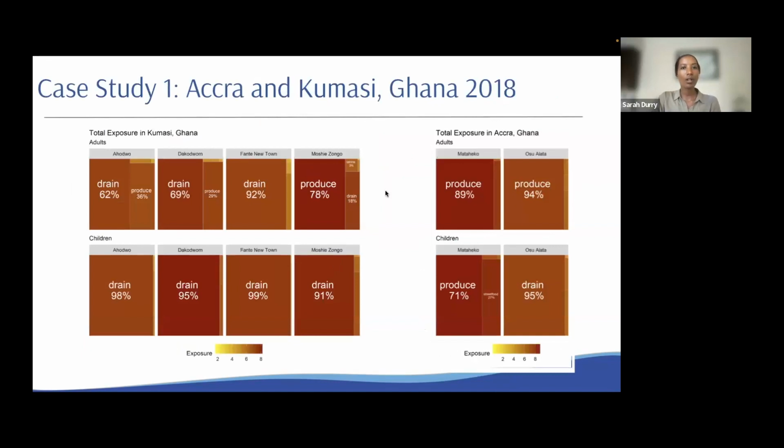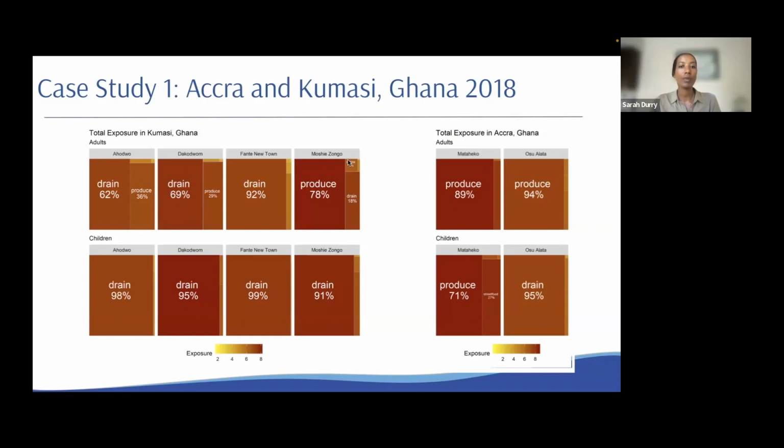All right, so for our first case study and for the rest of them as well, I'll use the tree plots to go through some of the results. For this first case study, I'll take us to Ghana. The SaniPath deployment here was conducted in both Kumasi and Accra. So you can see Kumasi is on the left and Accra on the right.